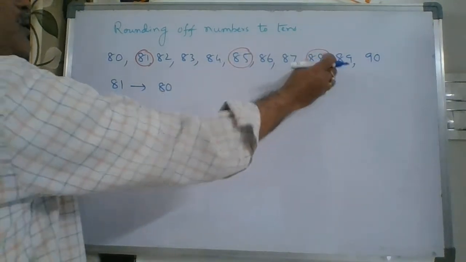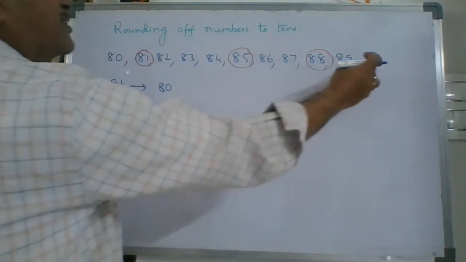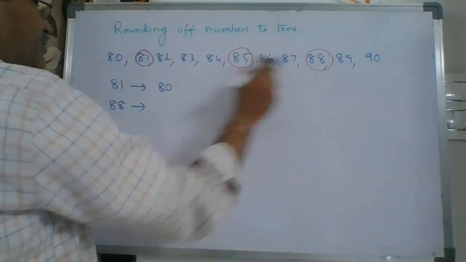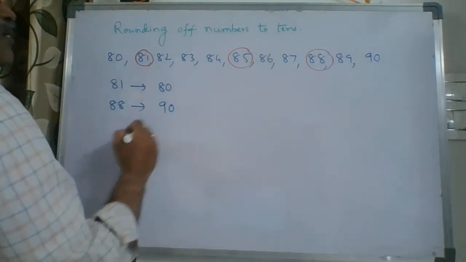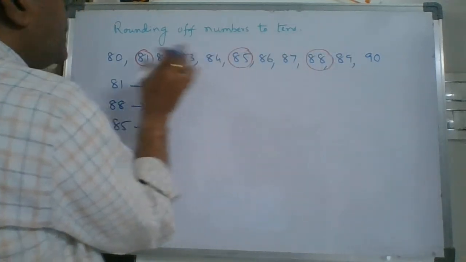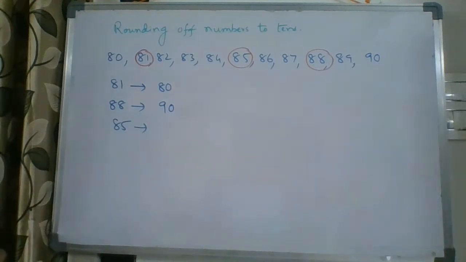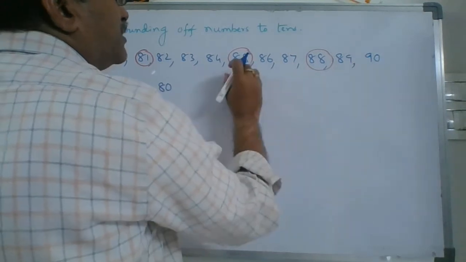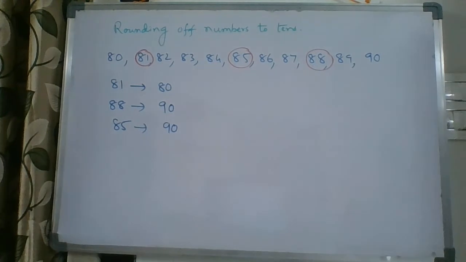And the next one is 88. 88 is very far away from 80 and very near to 90. So the difference is 2 here and the difference is 8 here. Therefore 88 is rounded to 90. Now coming to 85, 85 is in the middle of 80 and 90. The difference between these two is 5 and these two is 5. But where to round off? That's the question. Generally, we round off to the right side number, that is to the 90. So 85 is rounded to 90. Write down.